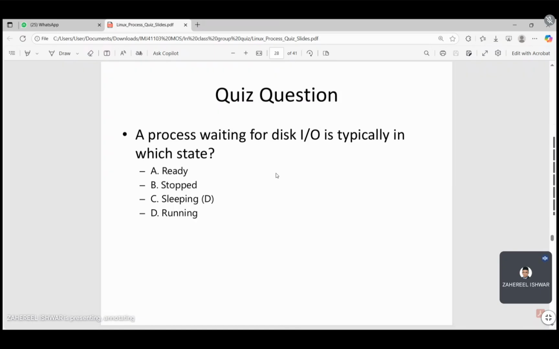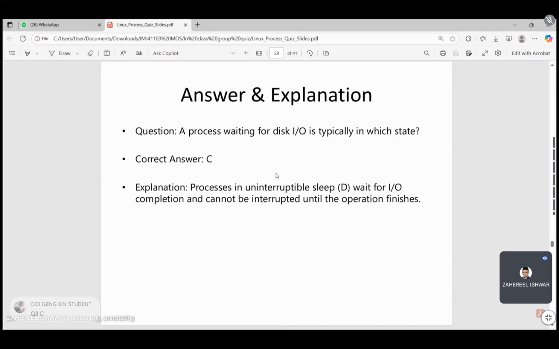The process waiting for disk IO is typically in which particular state? This is with respect to Linux. The answer is uninterruptible sleep, which is C. Yes, the process is in uninterruptible sleep, waiting for input output. In this case, it is the disk.